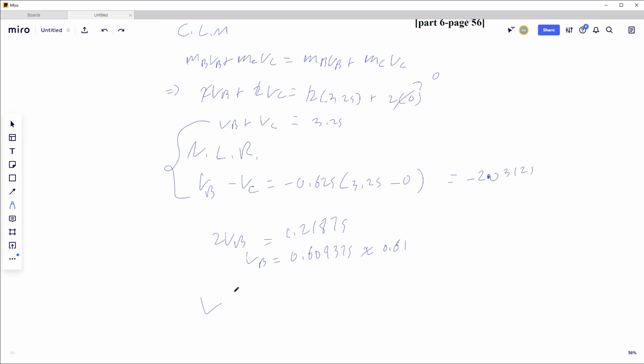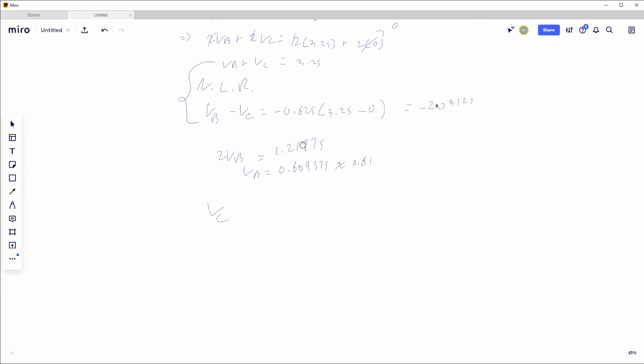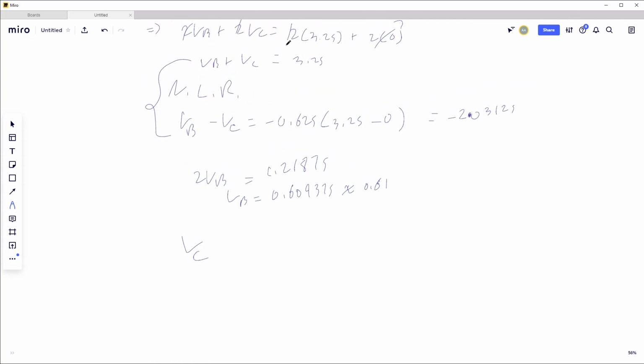But we want VC, right? Let me double check. We want VC after collision, the speed of C. Easy. We have this and this and this. We can use any of them. So VC will be equal to 3.25 minus the 0.61. You can do this in the calculator. 3.25 minus 0.61, you get 2.64.